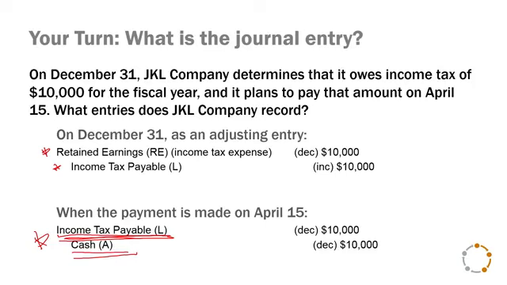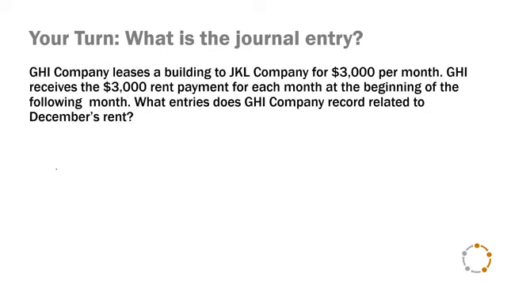I think we're on a roll here. Let's try another one. Okay. GHI Company leases a building to JKL Company for $3,000 per month. GHI receives the rent payment, the $3,000 for each month, at the beginning of the following month. What entries does GHI Company record related to the rent for the month of December?